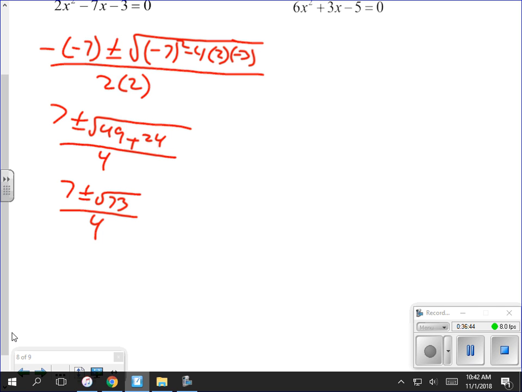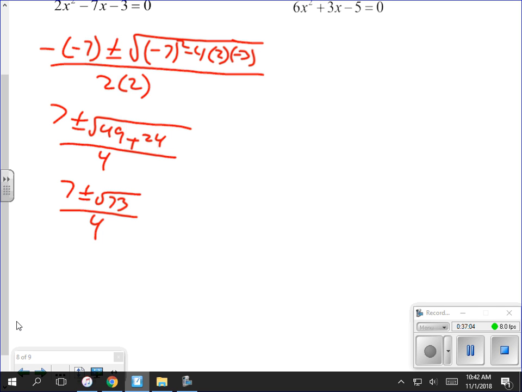Where's my favorite calculator at? I'm missing my favorite calculator. Oh no. Ah, there's my favorite calculator. It was hiding. What's your favorite one?